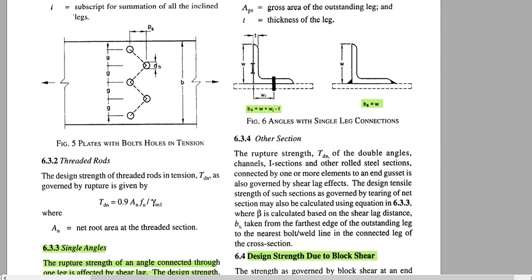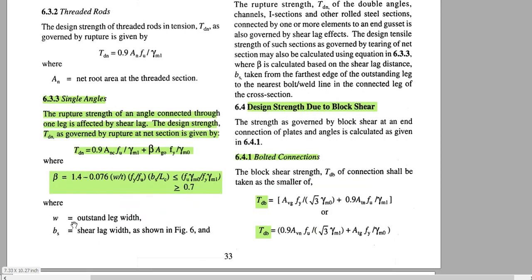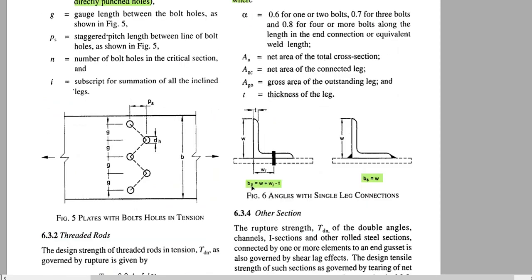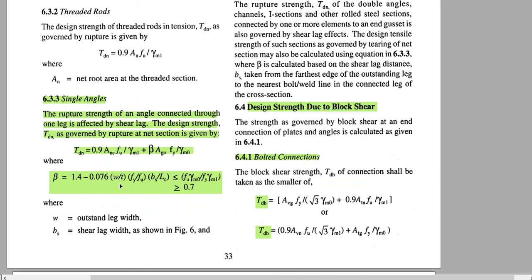So this is the W, actually the outstanding leg. Then Bs, the shear lag width, as shown in figure 6. That means Bs is equal to this highlighted portion: Bs is equal to W plus this W minus T. That means, what is this? From the root of the angle to the center of the bolt, then minus T. So this is the Bs. In this equation, W, T and Bs are explained.